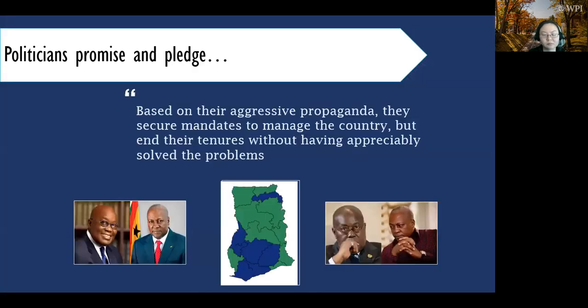Politicians and political parties promise and pledge to solve these and other social problems. Based on their aggressive propaganda, they secure mandates to manage the country, but they end their tenure without having appreciably solved the problems. And I always ask, why? What is the cause of these problems? Why have their solutions eluded our leaders? And why aren't these problems just going away, but are intensifying instead? It is very, very worrying.